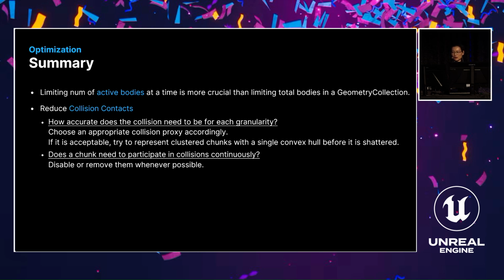The other crucial aspect is limiting the collision context we need to consider. You can ask yourself this question during production: given different class levels or given different objects, how accurate does my collision really need to be? Is there still room for simplification? And does a chunk need to participate in collision calculation all the time? We should disable or remove them whenever possible.